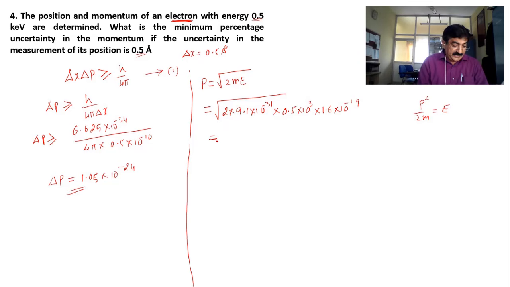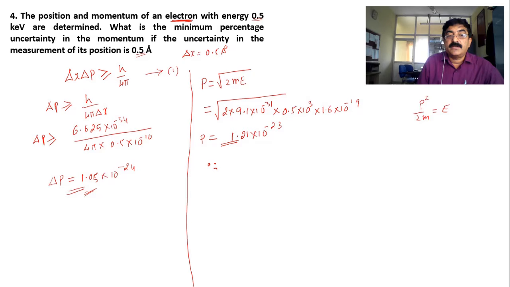Well, simplify this. 2 into 9.1 into 10 to the power of minus 31 into 0.5 into 10 to the power of 3 into 1.6 into 10 to the power of minus 19. For this I have to take the square root. It comes out to 1.21 into 10 to the power of minus 23. Look, this is the original momentum. This is the error in the momentum.